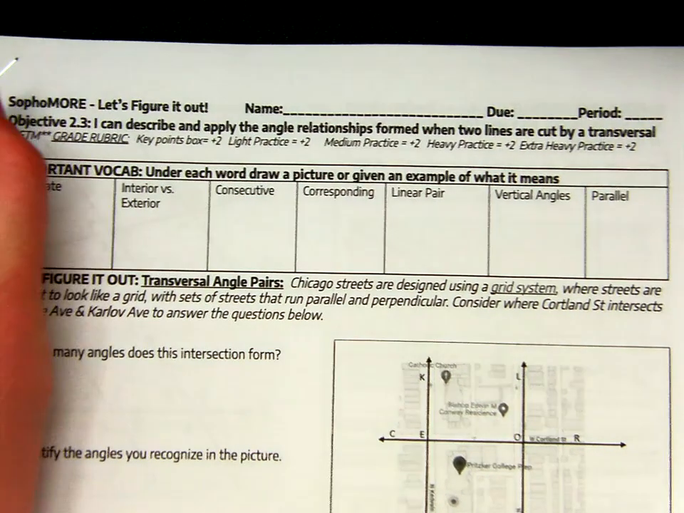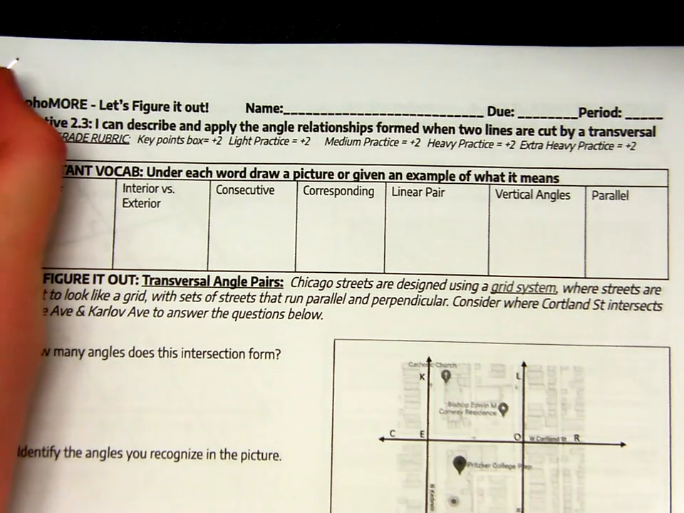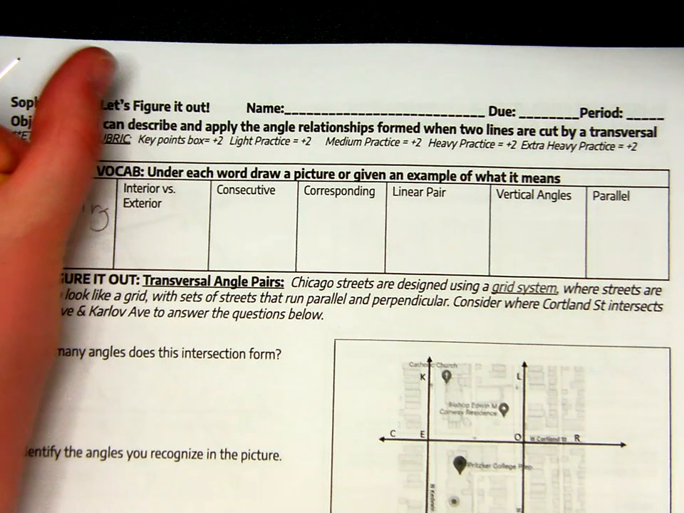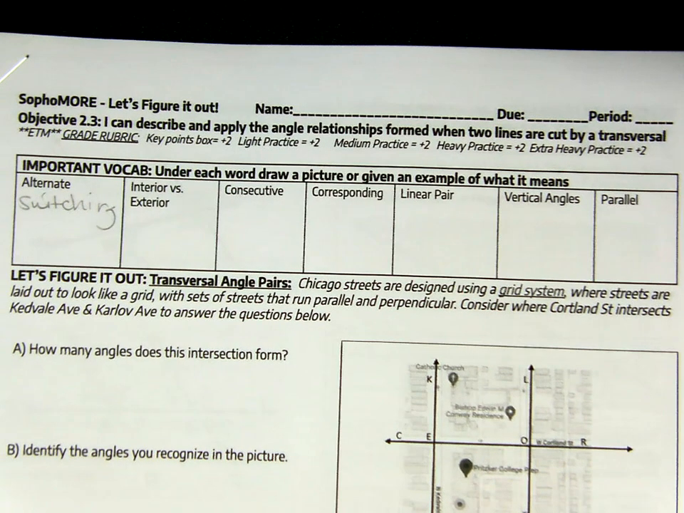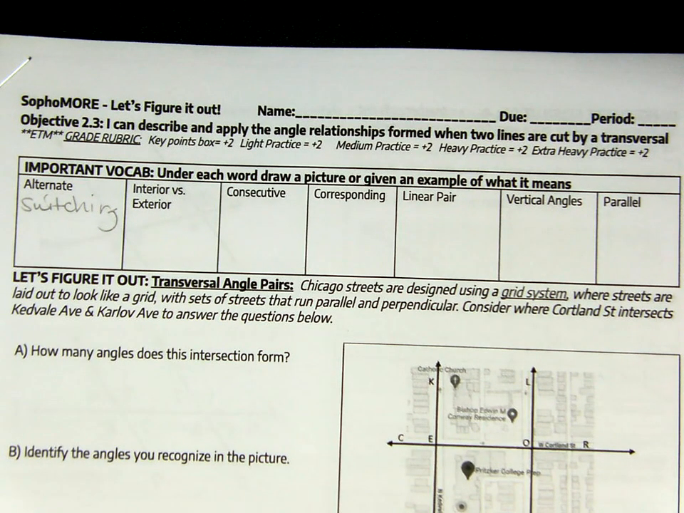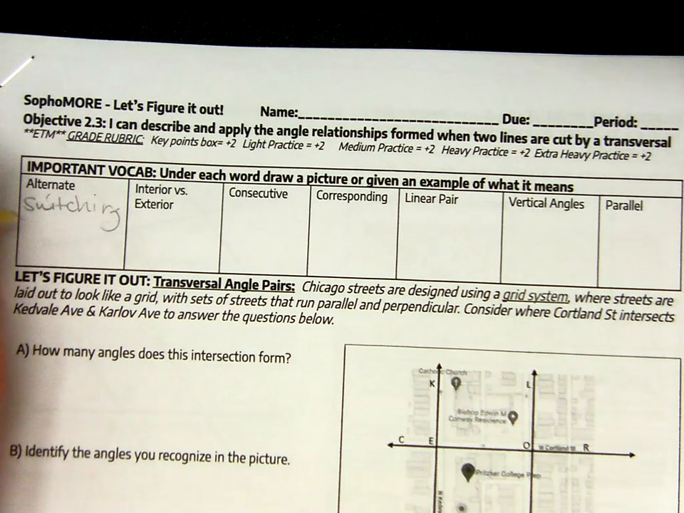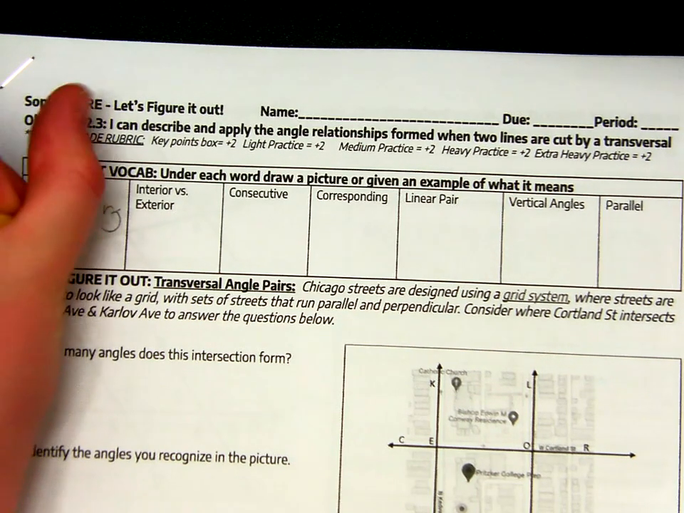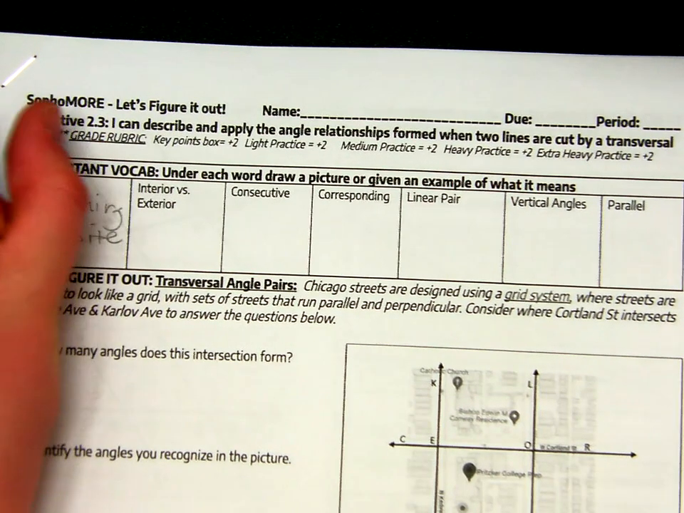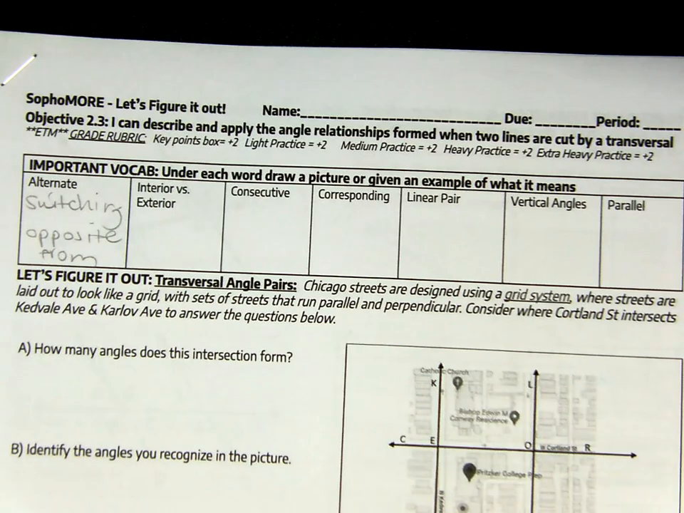Alternate means switching. If you think about sports, if you play a sport, you have to have an alternate put in because someone gets injured or something. Think about it like that, or like switching players. It can also mean opposite, location-wise in geometry.